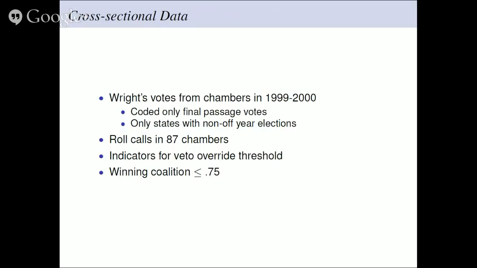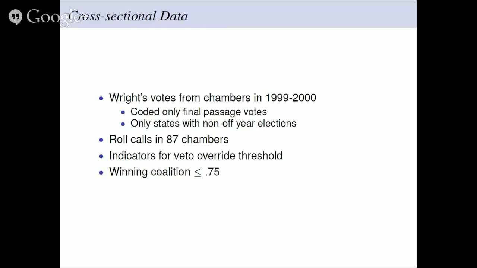Okay, so here's the data. The data is first taken from Gerald Wright's votes within state chambers. He has one session of votes from every state chamber. It's the 1999 to 2000 session. The reason we have only one year is because it's actually incredibly difficult to get roll call votes for state chambers. They don't do a very good job of keeping track of these votes. As part of this project, my co-authors and I went through and coded up these votes. We looked only for final passage votes, not votes on amendments, not procedural votes, only final passage votes on bills where the veto would be an important component.